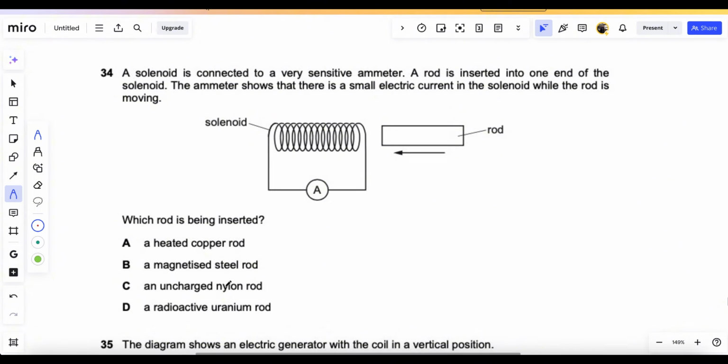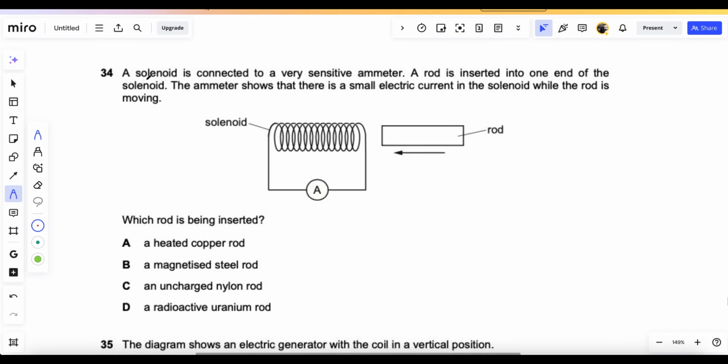Question 34 is on magnetism. A solenoid is connected to a very sensitive ammeter. A rod is inserted into one end of the solenoid. Now the ammeter shows that there is a small electric current in the solenoid while the rod is moving. Now which rod is being inserted? Which rod is being inserted?